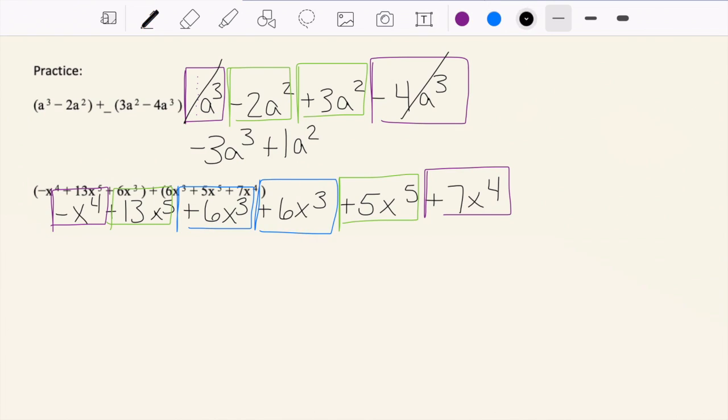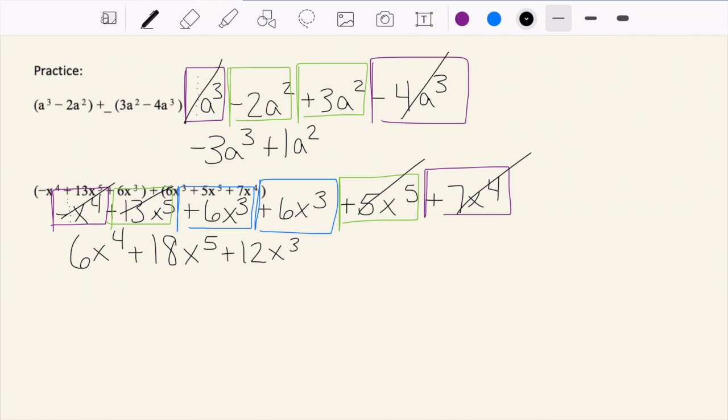All right, so let's start combining. We have negative x to the fourth. Remember, there's an invisible 1 here, so negative 1x to the fourth and positive 7x to the fourth will give us 6x to the fourth. Then we have positive 13x to the fifth and positive 5x to the fifth, which will give us positive 18x to the fifth. Let's cross those out so we don't get confused. We have positive 6x to the third and positive 6x to the third, which would give us positive 12x to the third.